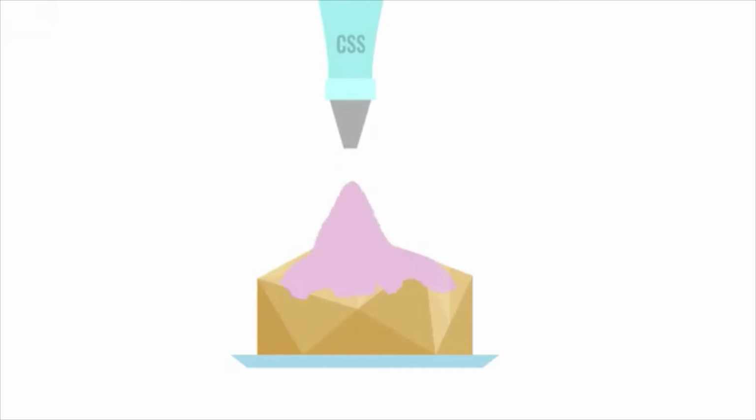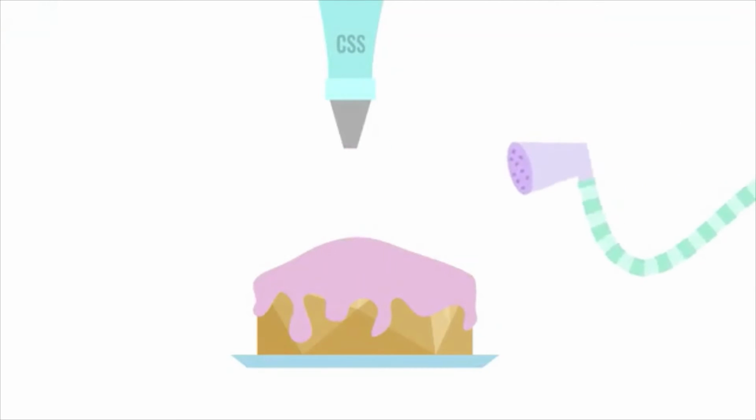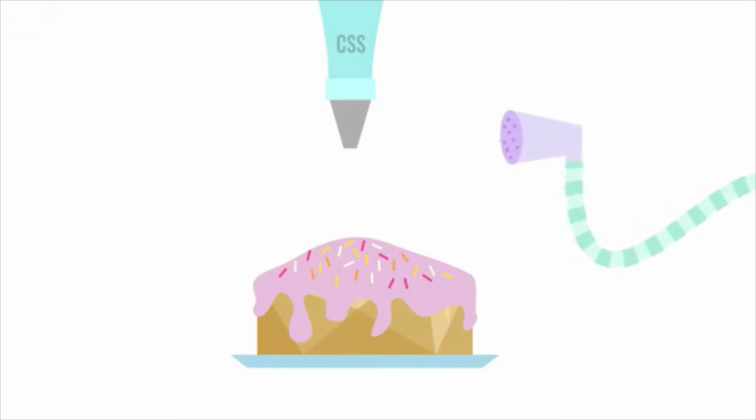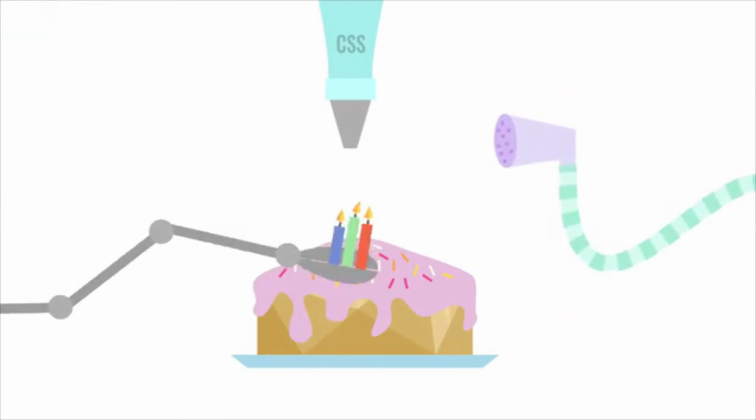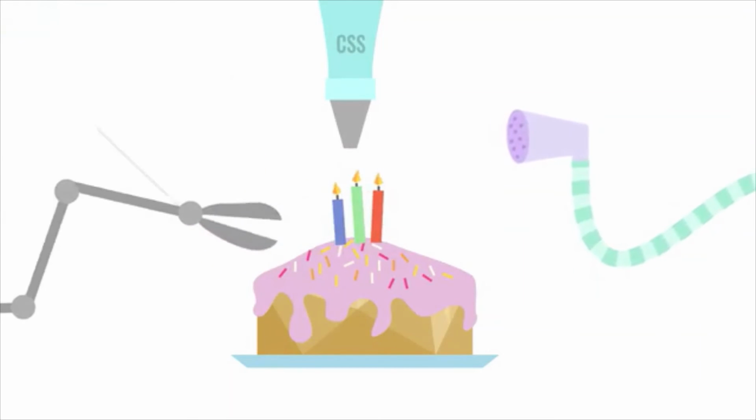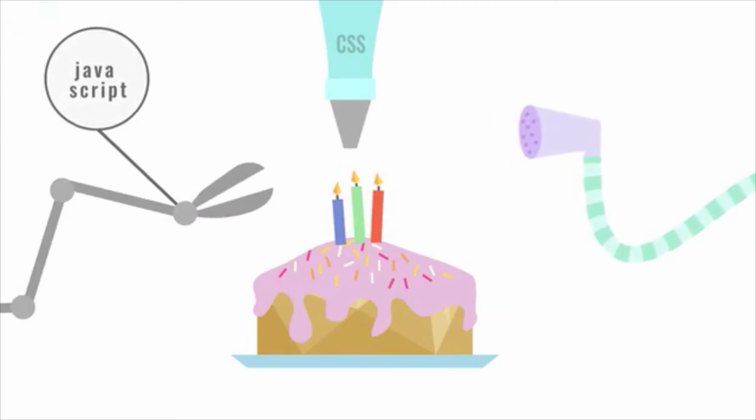Decoration, or CSS, is the icing on your cake. This is the visual design of your website. JavaScript adds motion to your website. This can be imagined as the candles on your cake, celebrating your content.